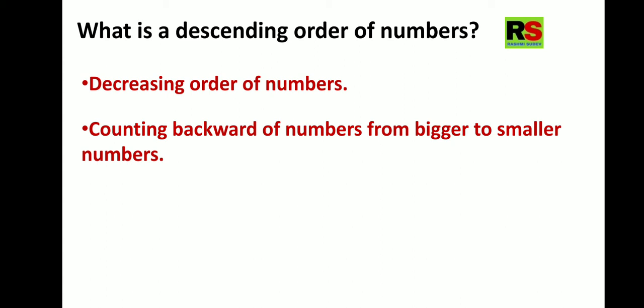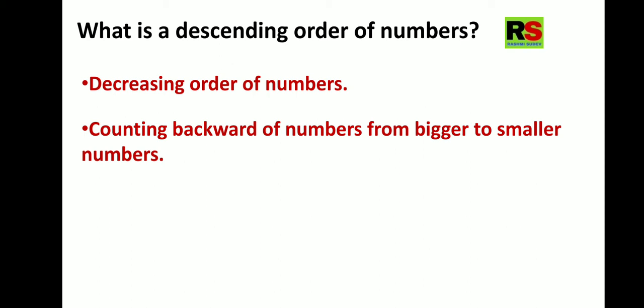These are read in increasing order. You are counting forward. Likewise, you are counting numbers from 100 to 1, like 100, 99, 98, 97, 96. This type of reading is known as counting backward. Yes or no? Backward counting you are doing.